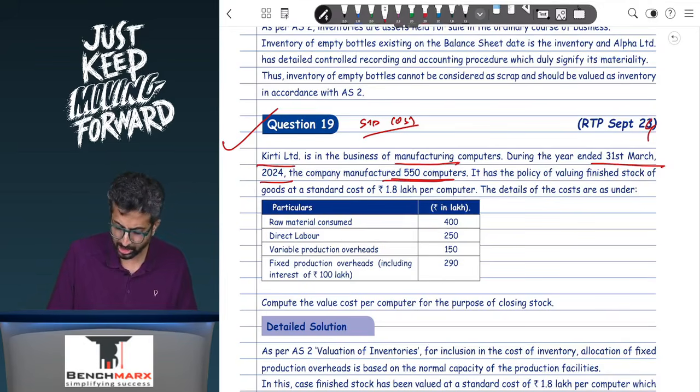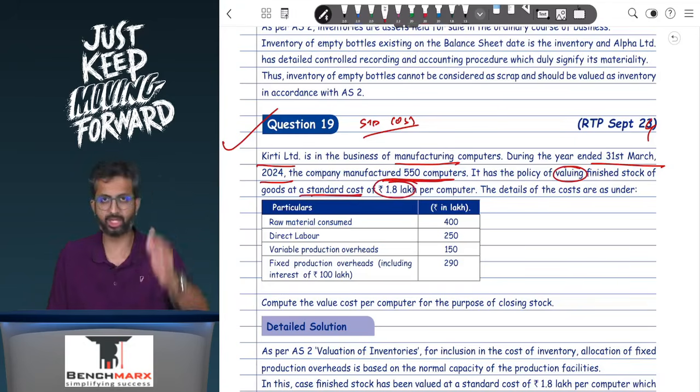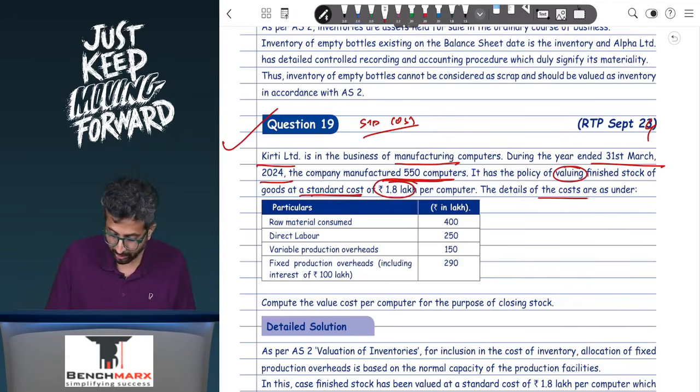It has a policy of valuing finished goods at a standard cost of 1.8 lakhs, which can work if your total actual cost is approximately equal to the standard cost. The details of the cost are as under: raw materials, direct labor, variable production overheads, and fixed production overheads, including interest of 100. Remember, computers do not appear to be a qualifying asset, and hence 100 will not be a part of cost. In fact, 190 will be a part of cost. So if I take my total cost, 440, 250 should be there. Variable is still production linked, it should be there, and hence 190 will also be there.